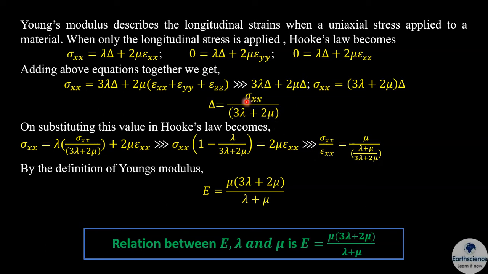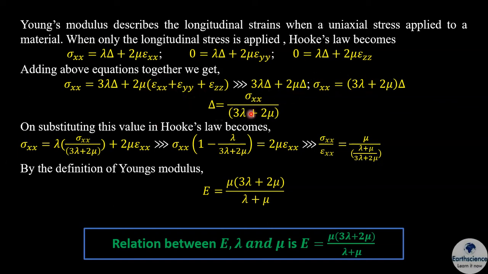Young's modulus describes the longitudinal strains. When we are considering uniaxial stress, only longitudinal stress is applied. Then in the y and z directions, there are no stresses because we are considering uniaxial stress. Then if we add these three together, we will get results like this.